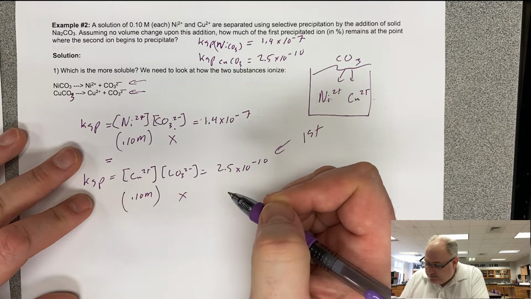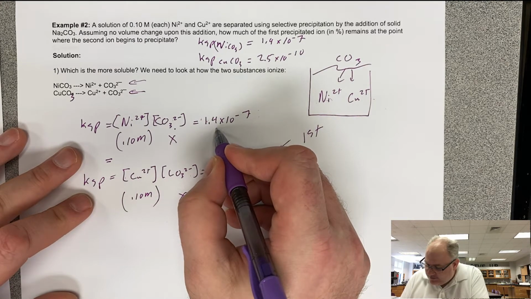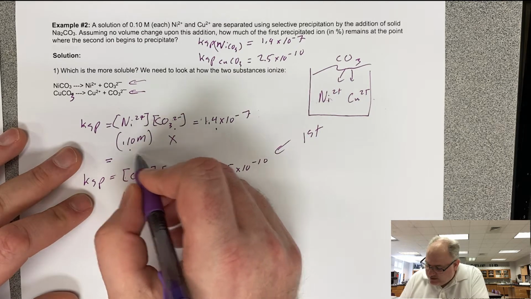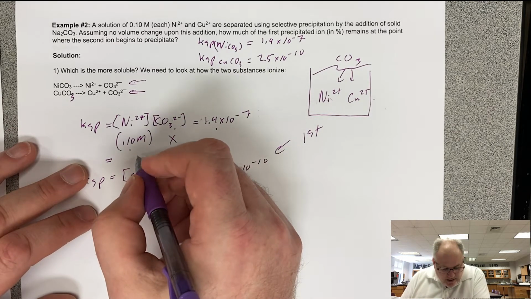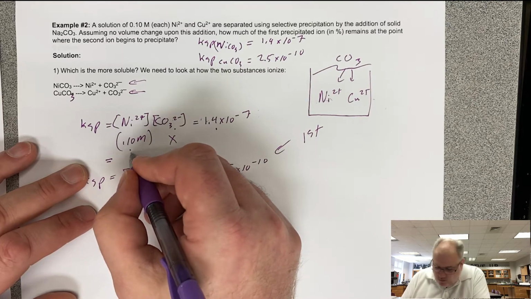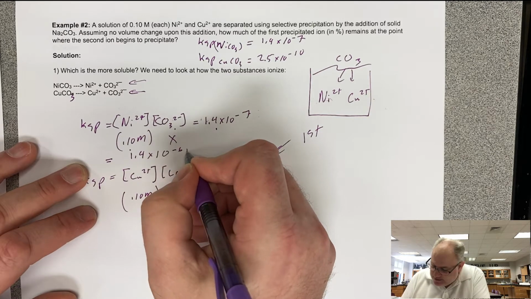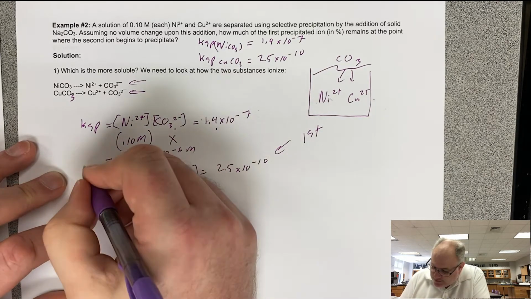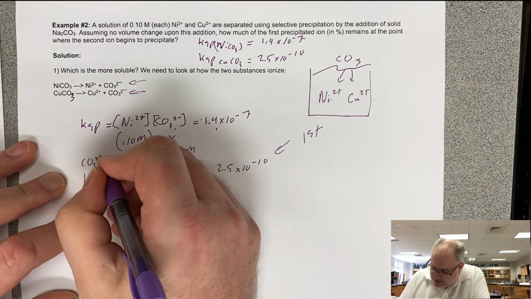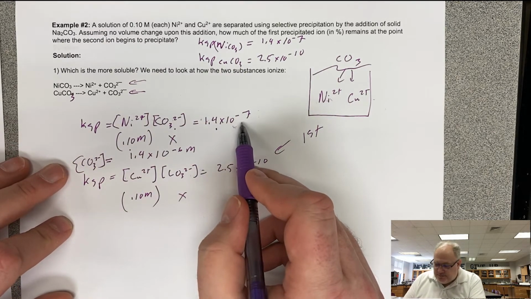Yeah? So if I'm doing that, couldn't I just take my 1.4 times 10 to the negative 7 and the 0.10 molar and divide that out? And if I do that, I'm going to get for my solubility, or for my X in this case, 1.4 times 10 to the negative 6 molar. That's going to be the amount of CO3 2- that I add in to reach when my second thing is going to start to precipitate.